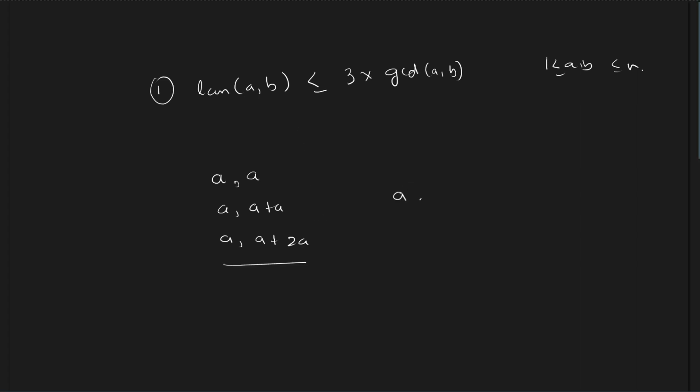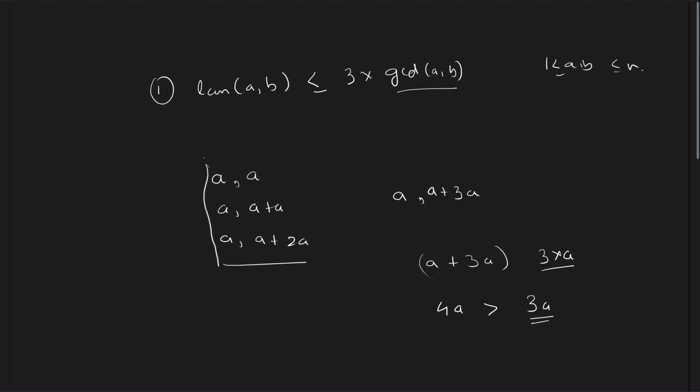Now if you try A comma A plus 3A, then the LCM of A and B would be greater than 3 times the GCD of A and B, because in this case the LCM would be 4A, and the GCD would be A. If you multiply the GCD with 3, this side becomes 4A and this side becomes 3A, which is obviously greater. So these are the only three cases that are possible.